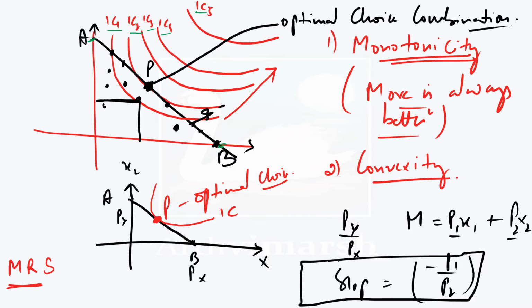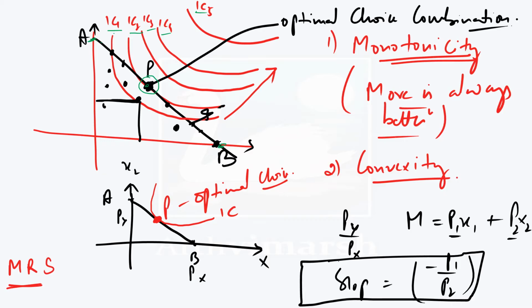So what we are trying to emphasize here is that our optimal combination is going to be the point where our budget line AB is going to be tangent to the indifference curve, which is IC1 here. Sorry, IC2, right? So IC2 at point P is tangent to the budget line AB.